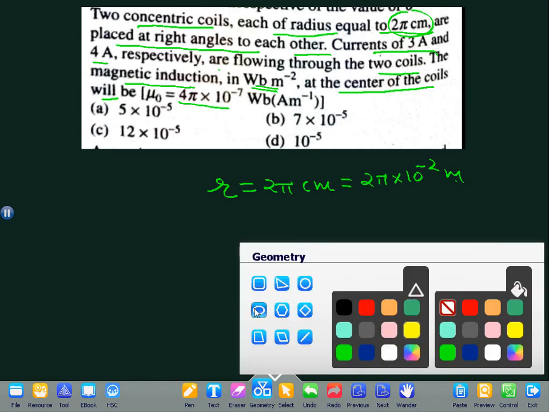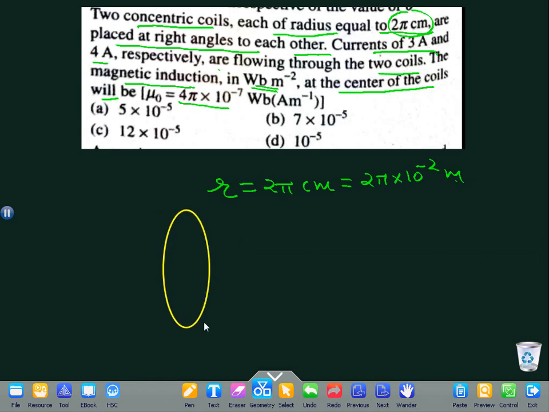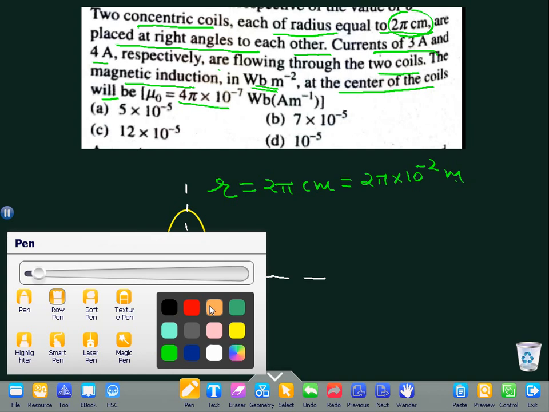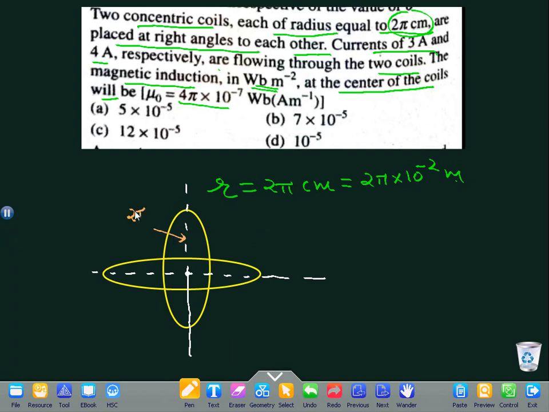Due to these two coils, one of the coils is placed like this and another coil is placed like this. So in this way two coils are placed perpendicular to each other. Both axes of the coils are perpendicular, they are concentric. So we have to determine the resultant magnetic field of the two coils. Radius is given, radius is 2 pi centimeter for both.